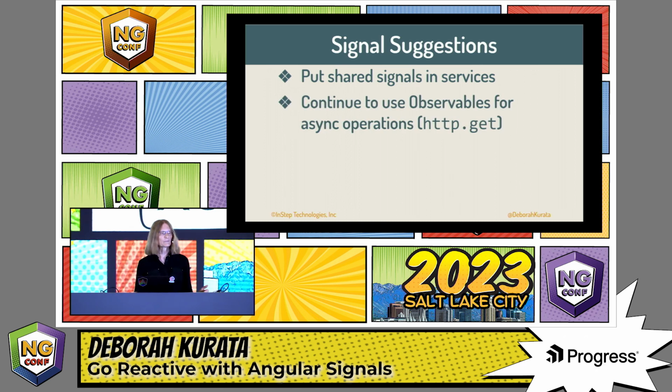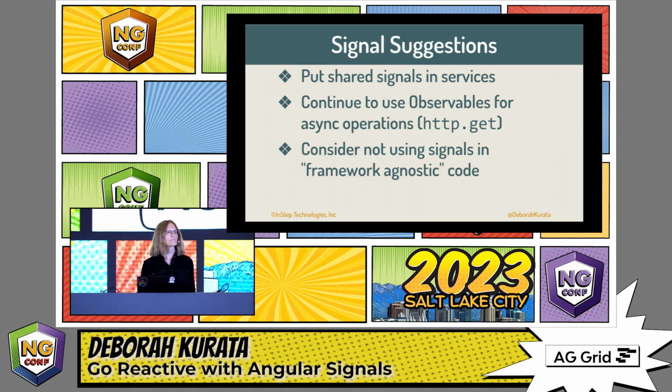Continue to use observables for async operations. So this is not going to replace RxJS and our observables and our observable pipelines. The only thing it may replace is if you're using subject and behavior subject for the sole purpose of having that reactivity, then you don't necessarily need to do that anymore. You can use computed instead. Consider not using signals in framework agnostic code, and by that I mean code that you might want to use in other situations like straight JavaScript, because signals are part of Angular, and you don't want it in that kind of code.